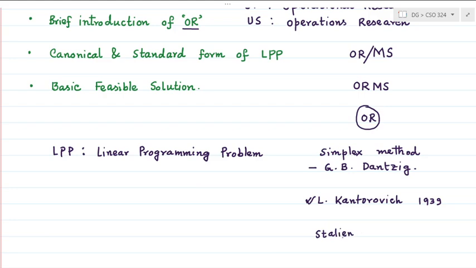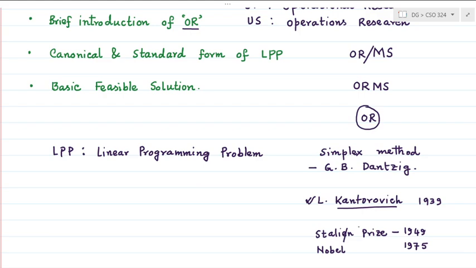Possibly I'm not wrong with the spelling. Stalin Prize in the year, it was 1949. Sorry, this E will not be there. Stalin Prize in 1949, and also the most prestigious reward, the Nobel Memorial Prize in Economics, was also given to Kantorovich in 1975. Nobel Memorial Prize in Economic Sciences, obviously not in mathematics.